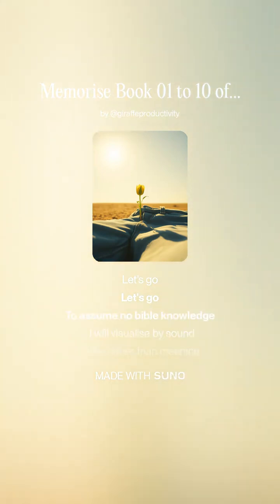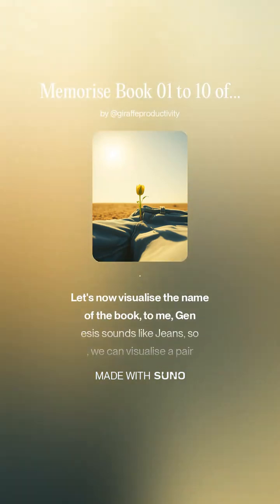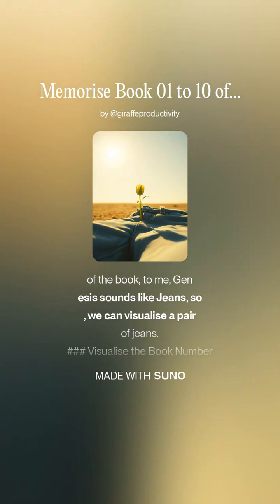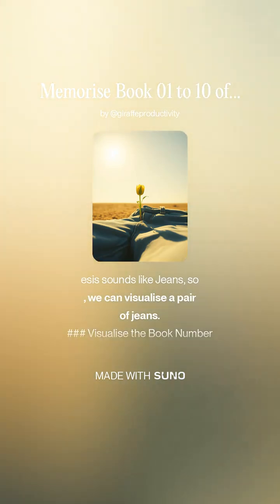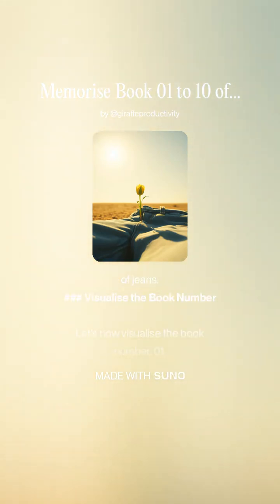To assume no Bible knowledge, I will visualize by sound-alike rather than the meaning or contents of the book. Let's now visualize the name of the book. To me, Genesis sounds like jeans, so we can visualize a pair of jeans. Let's now visualize the book number 1.